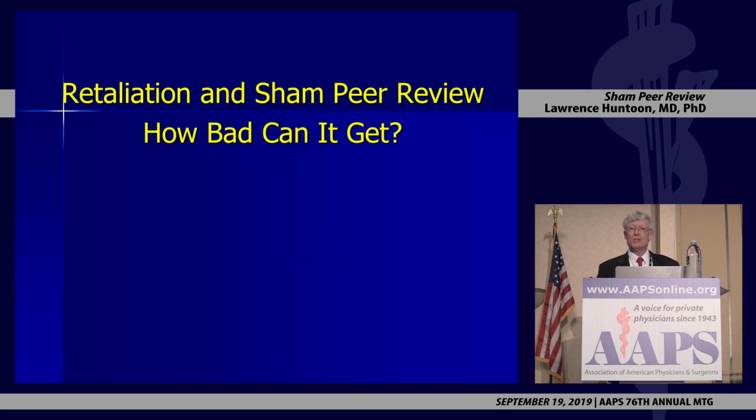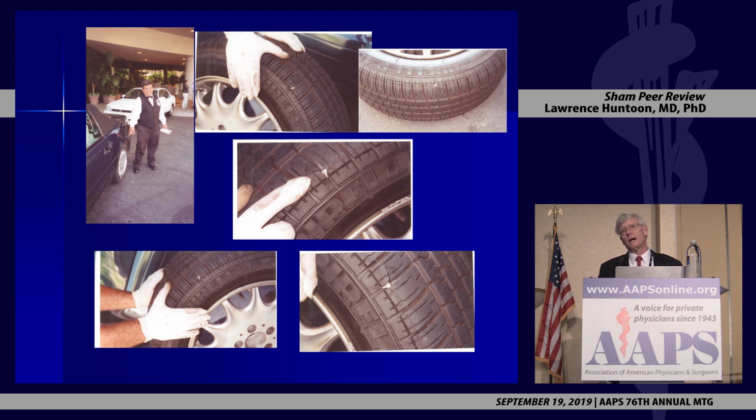So I want to spend just a few minutes on telling you about retaliation and sham peer review, just how bad can it get. And I will tell you that it's a lot worse than probably most of you think. And I've seen this particular tactic from various places around the country. What happens is these doctors, interestingly enough, seem to have great difficulties with box cutter knives being found in their tires. There are people, I will tell you, that know how to do this. They put a box cutter knife into the tire and break it off.